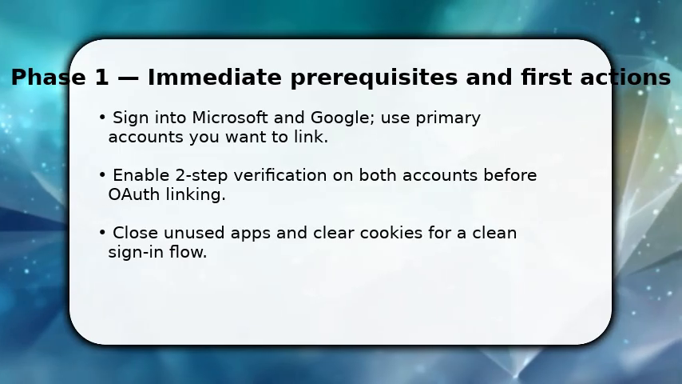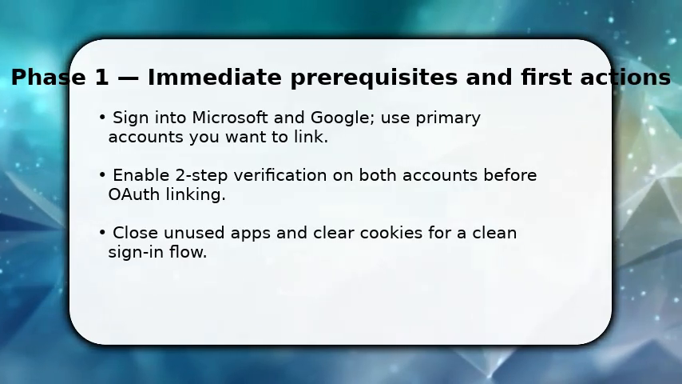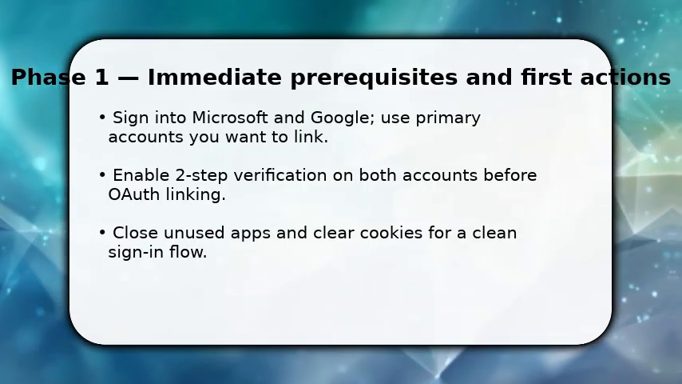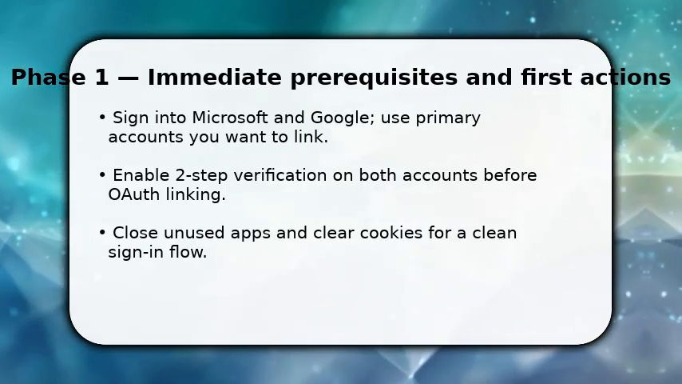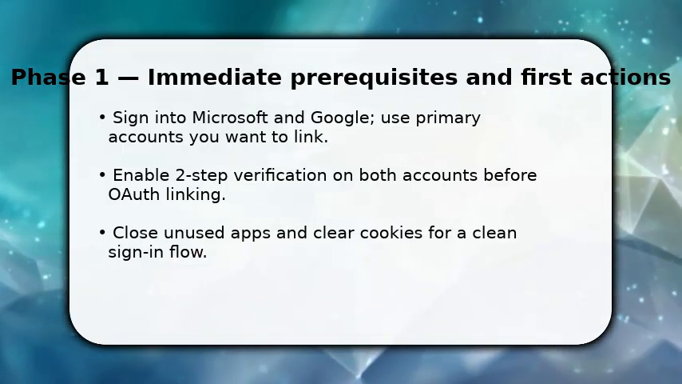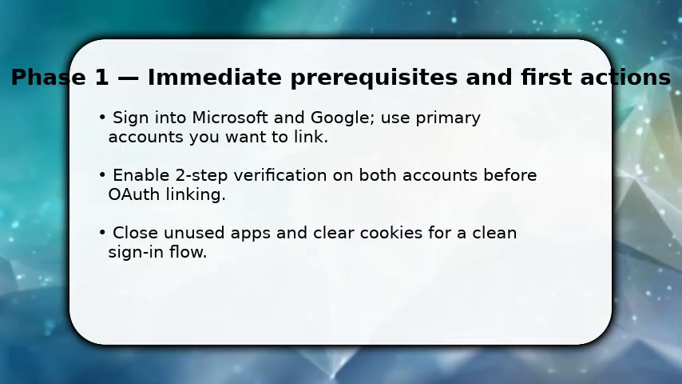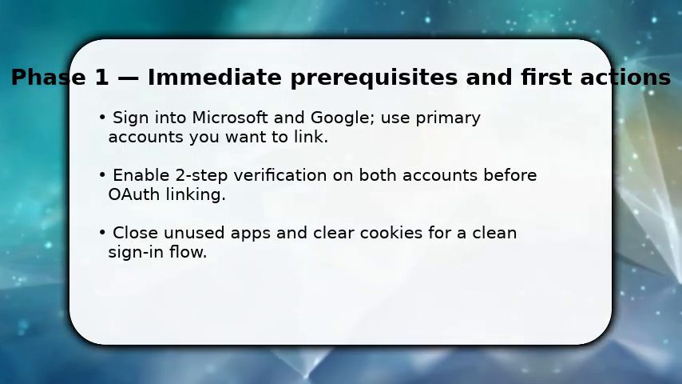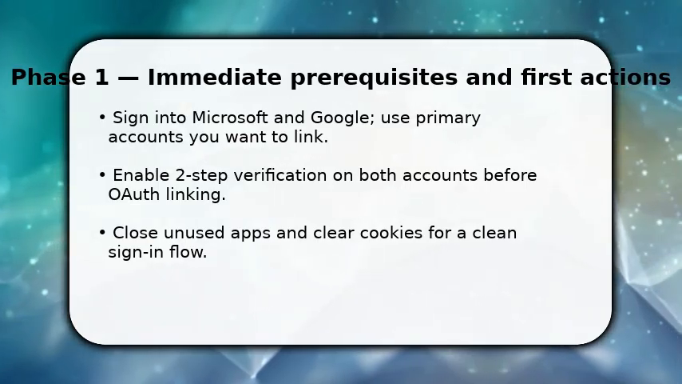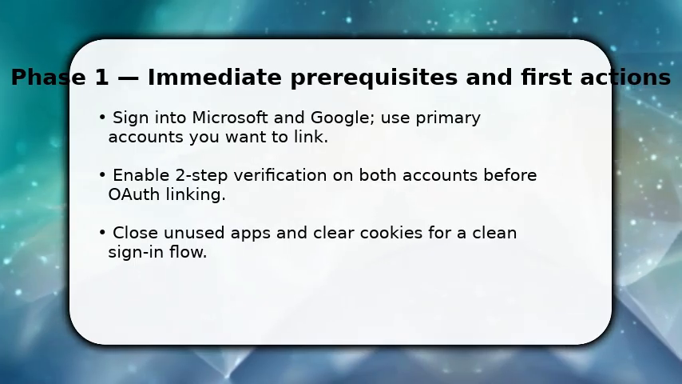Enjoy the video. You start by getting both accounts ready. Sign into your Microsoft account and your Google account in separate browser tabs. Enable two-step verification on both. This prevents lockouts when permissions change. Once done, open Microsoft account settings and keep Google's security page handy. You need a clean session, so clear old cookies or use an incognito window if something behaves oddly.